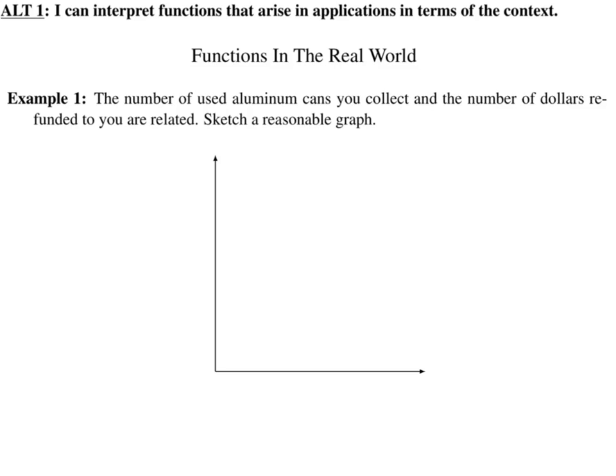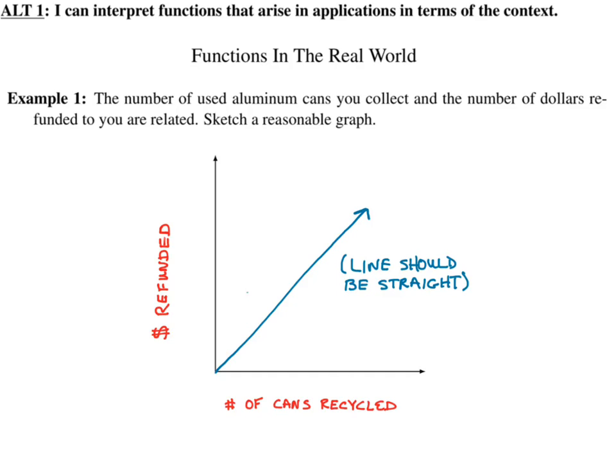The number of used aluminum cans you collect and the number of dollars refunded to you are related. Sketch a reasonable graph. I told you it was sketchy. So first of all, you need to label axes. Number of cans recycled versus money refunded. And then you'd have a line going up. You'd probably start at 0, 0.